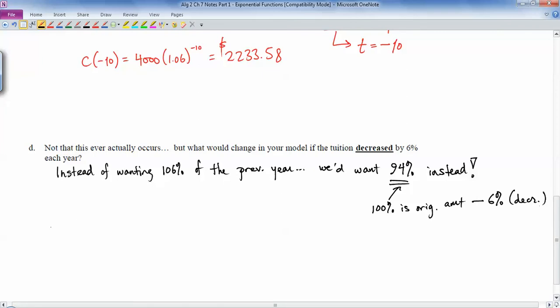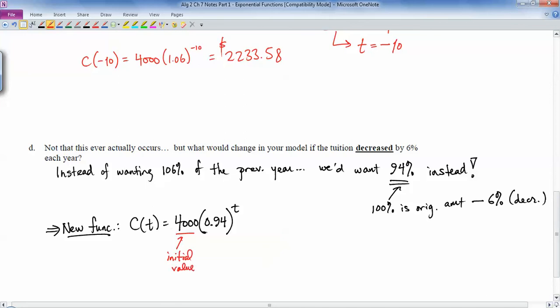So then that would mean that our new function would be C of t equals the initial amount, 4,000, times, and instead of 106%, we're doing 94%. That's 0.94, right, to the t. So let me write a couple things here. That 4,000, that's still called the initial value. The 0.94, well, that's less than 1. So every time you multiply by another 0.94, you're decreasing.